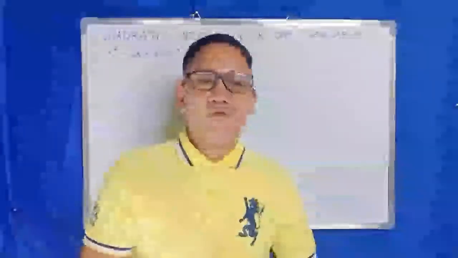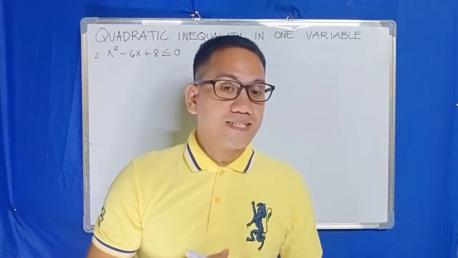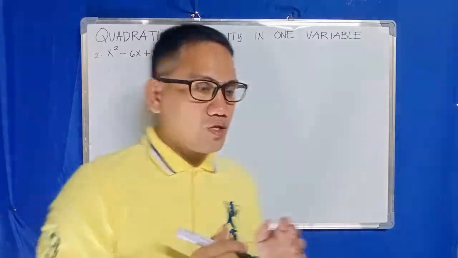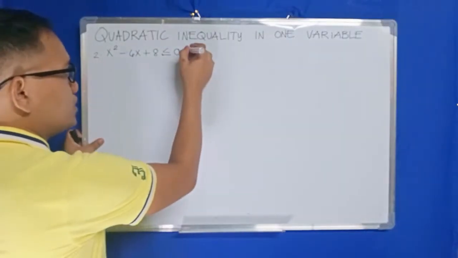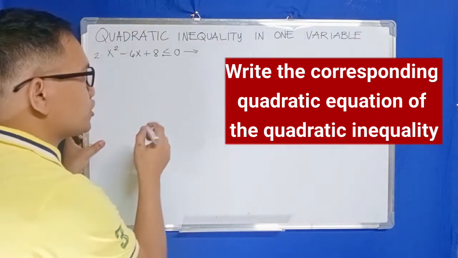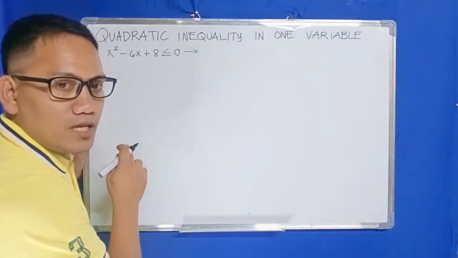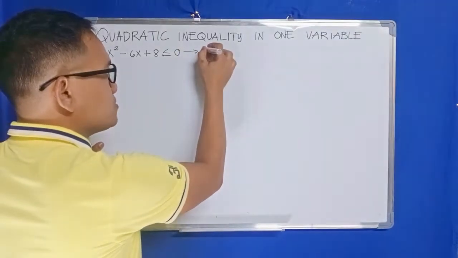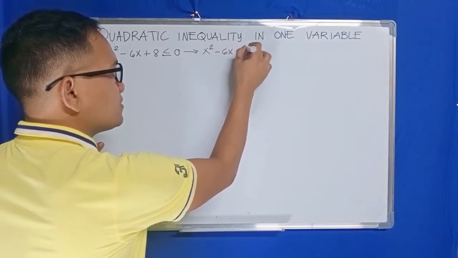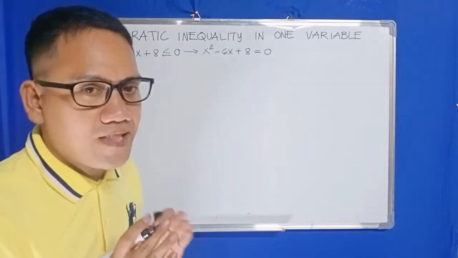This time, let's try to have our second example. Our second inequality is x squared minus 6x plus 8 less than or equal to 0. So the first step is that we need to write our quadratic inequality as its corresponding quadratic equation. This means the inequality symbol will be changed into an equal sign. So this leads us to x squared minus 6x plus 8 equal to 0. That will be the easiest step.